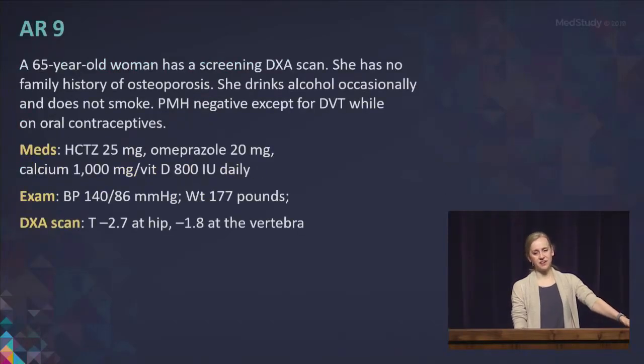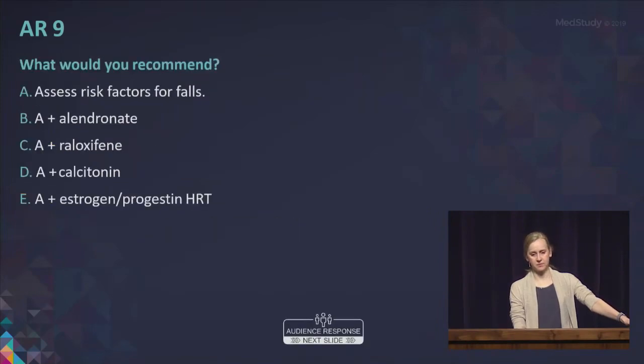Next question, a 65-year-old woman has a screening DEXA scan. She has no family history of osteoporosis. She drinks alcohol occasionally and does not smoke. Her past medical history is negative except for a DVT while on oral contraceptives. She's on hydrochlorothiazide, omeprazole, calcium with vitamin D, and her blood pressure is 140/86. Her weight is 177 pounds. Her DEXA scan shows a T-score of negative 2.7 at the hip and negative 1.8 at the vertebra. What would you recommend?